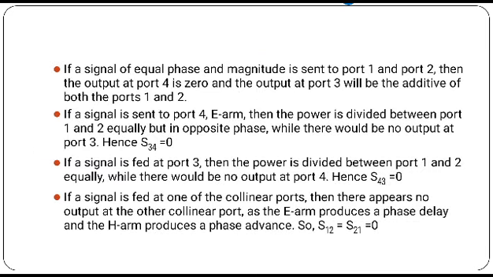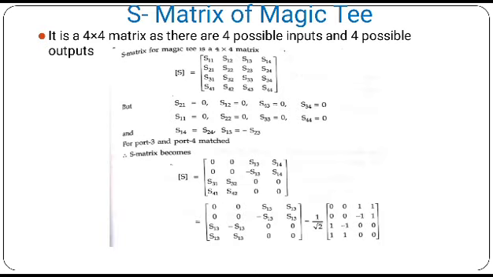If a signal of equal phase and magnitude is fed to port 1 and port 2, then the output at port 4 is 0 and the output at port 3 will be additive. If the signal is fed at port 4, the power is divided between port 1 and 2 equally but opposite in phase. There will be no output at port 3. If a signal is fed at port 3, the power is delivered to port 1 and 2 equally and there is no output at port 4. If a signal is fed at one of the collinear ports, then there appears no signal at the other collinear port. Hence E-arm produces a phase delay and H-arm produces an advance.